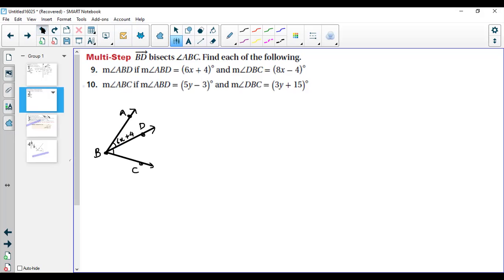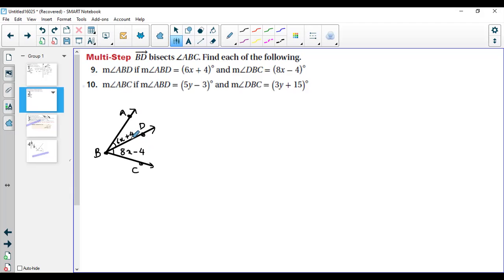Okay, they gave a different measurement for angle DBC. So DBC, all right, sorry for that. I thought they have given you the same measurement as the question we did before, but here they have changed the measurement. So angle ABD is 6x plus 4 and DBC is 8x minus 4. So what do you need to find? You need to find how much is each of these angles.